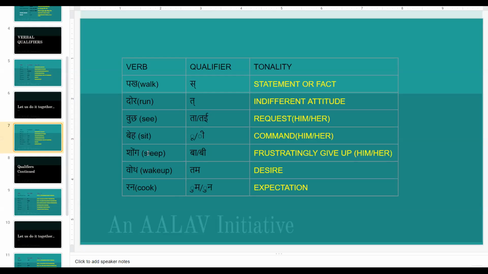Shangi agent. Wala Shangi agent. Sleep here. They're commanding that person. Shongba. Yes, giving up. He's not sleeping at all. That means Shongbi. The baby is not sleeping. Shongba. Shongbi. Correct. Frustrating. Shongtam. Correct. Desire. Shongum. Shongun. Mechu Shongun. I'm expecting. Yeah. Shongun. Mechu Shongun.